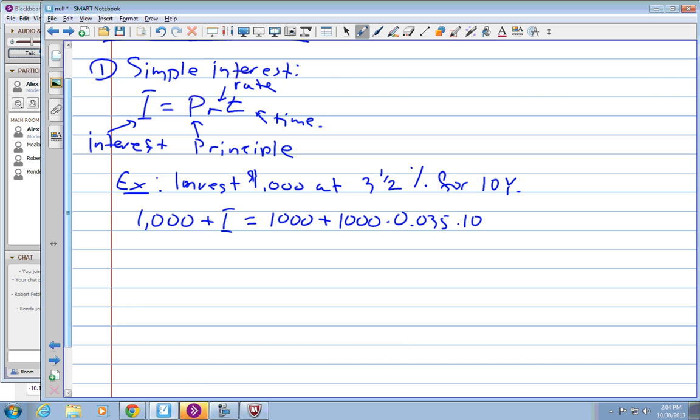Well, again, this just tells you the interest. You still have $1,000, right? Plus whatever interest you're going to make. You shouldn't be less than $1,000. But anyway, if we compute that, that looks like 350. So it's $1,350. Is that right? So that's simple interest.